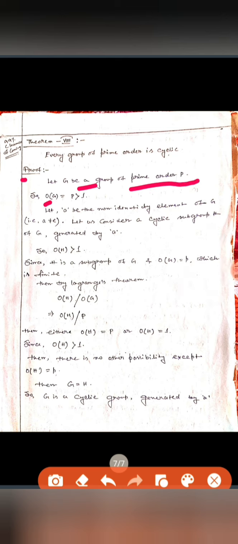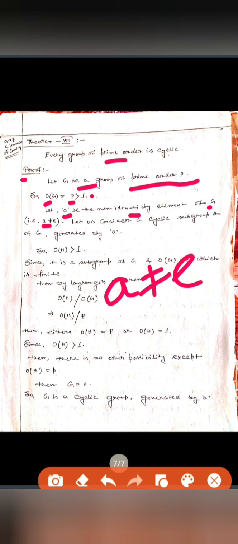So the order of G equals P, a prime, and obviously it is greater than 1. Let A be a non-identity element of G. Then A is not equal to E, as E is the identity element, but we have taken A as a non-identity element of G, so A not equals to E. Let us consider a cyclic subgroup H of G generated by A.